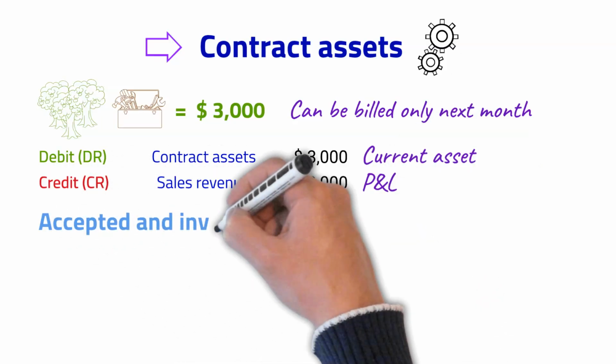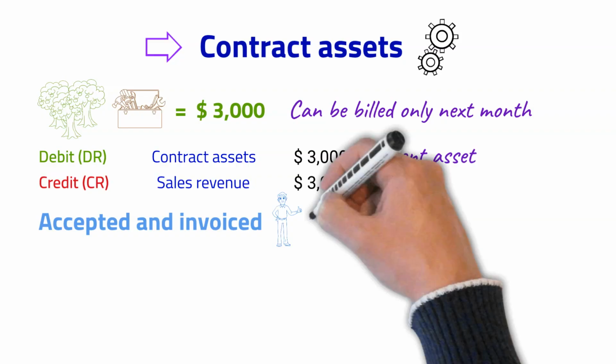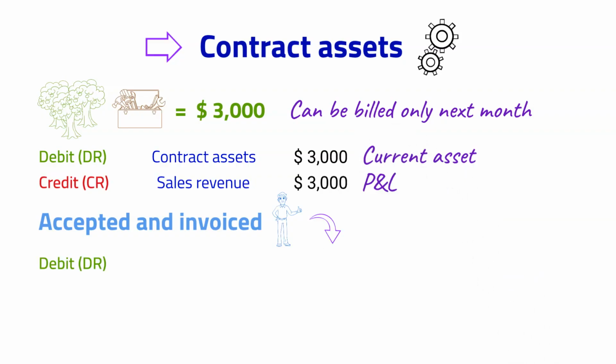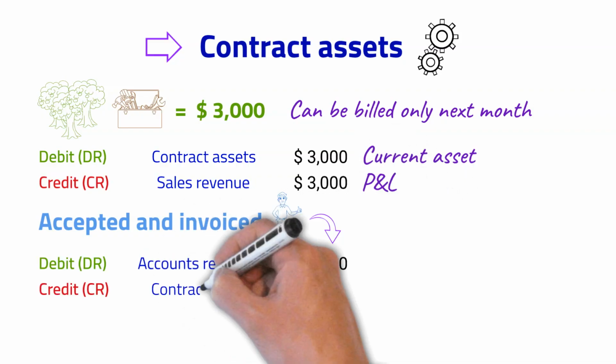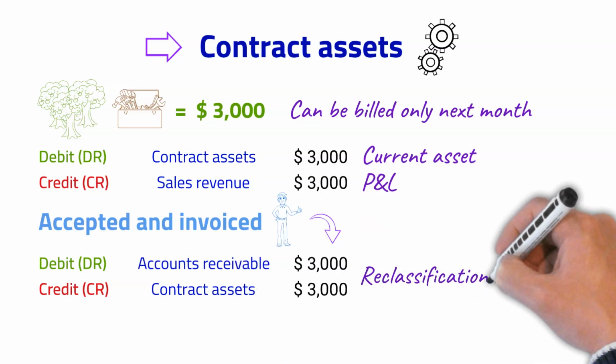When we invoice after acceptance, we reclassify the contract asset to trade receivables. Debit accounts receivable 3000, credit contract asset 3000.